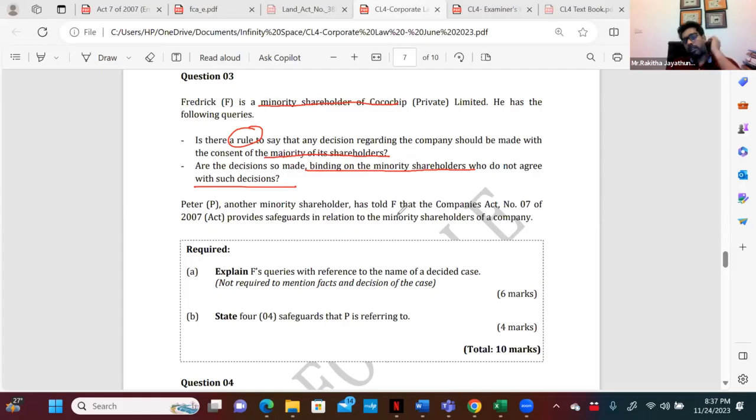Peter, another minority shareholder, has told F that the Companies Act number 7 of 2000 provides safeguards in relation to minority shareholders of a company. This is what we call the protection available to a minority shareholder. I will explain it in this way, see whether you understand.